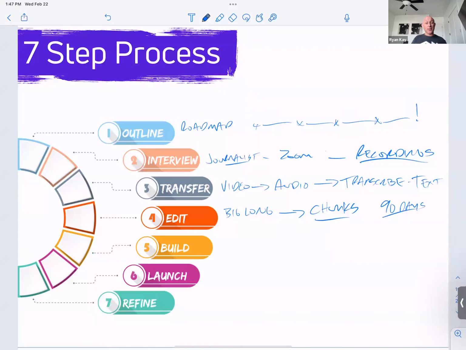What does that mean? Well, you're not going to record 90 days worth of videos. You're going to record 5 or 6 videos per job. You're going to take and break it into smaller chunks, whether they're video chunks or audio chunks or text chunks, and you're going to spread it out.